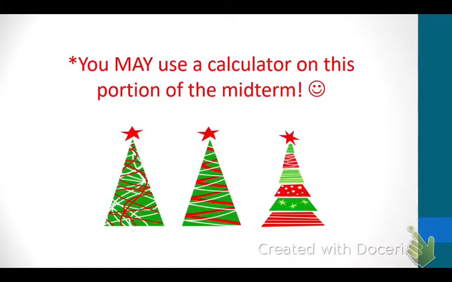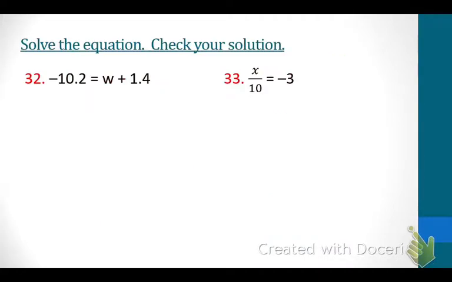Okay, so you can see up at the top of our notes here, it says that you are allowed to use a calculator on this portion of the midterm. So if you don't have your calculator out right now, I want you to take it out. For this one, it says to solve the equation and check your solution. It's been a while since we've done problems like this, but the whole goal is to get the variable by itself. Anson, what's the variable in problem 32? W. So our goal is to get W by itself.